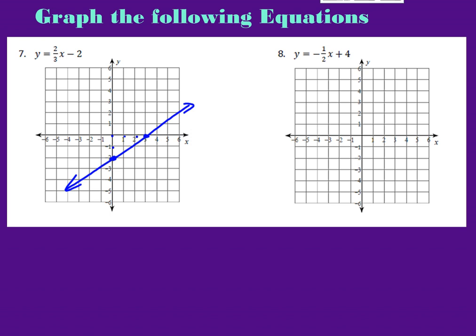There is your line. This one, positive 4 with a slope of negative 1/2. So I'm going down 1 over 2, down 1 over 2. There you go. That is your graph.